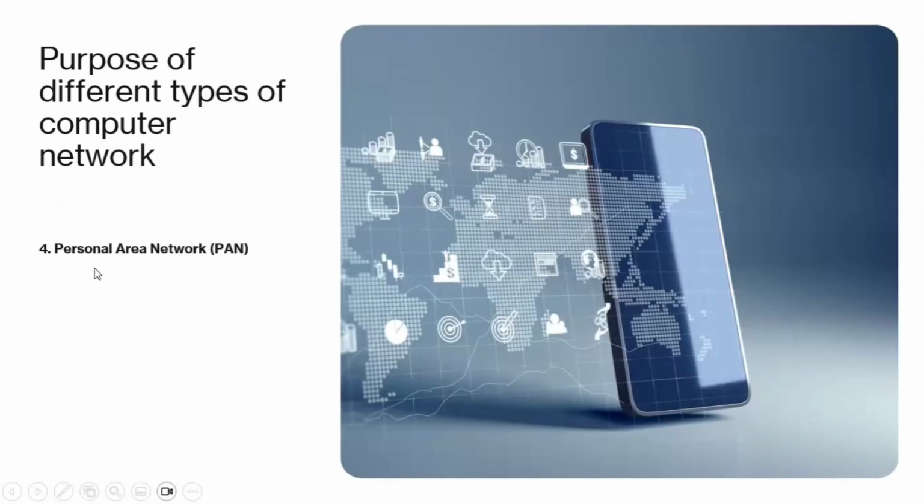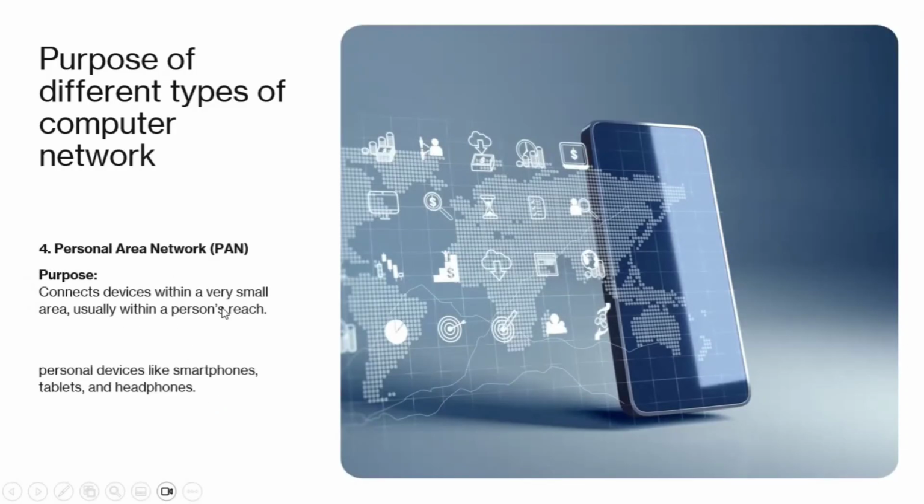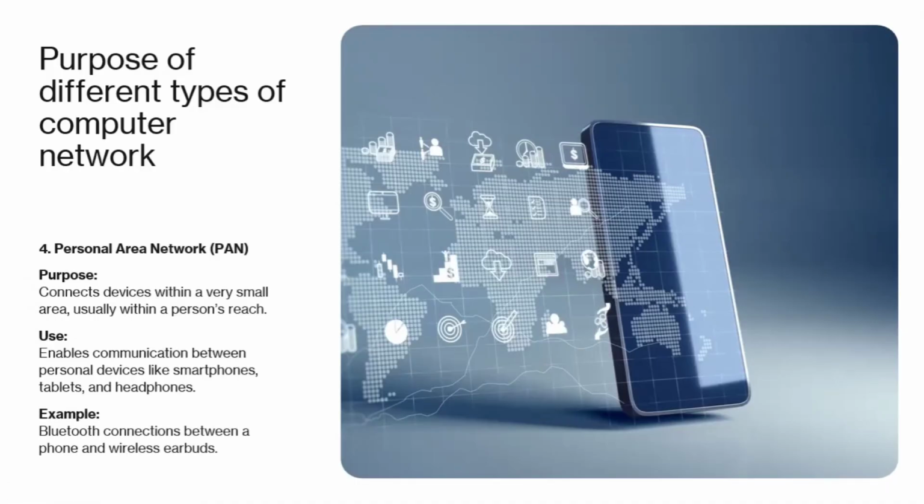The fourth one is the Personal Area Network, also known as PAN. It connects devices within a very small area, usually within a person's reach. It enables communication between personal devices like smartphones, tablets, and headphones. For example, we have Bluetooth connections between a phone and wireless earbuds.